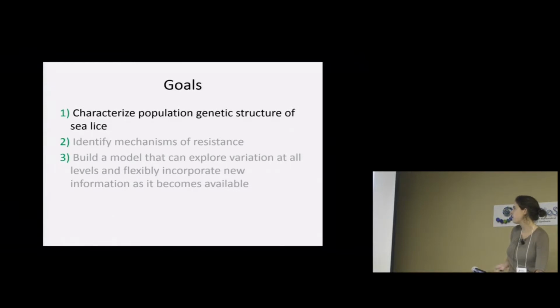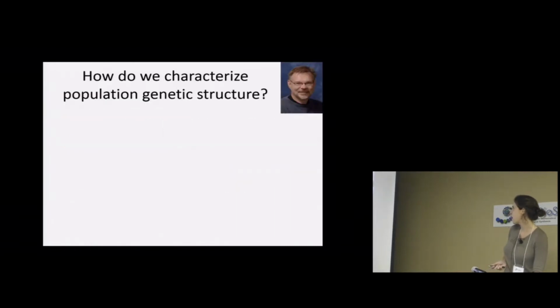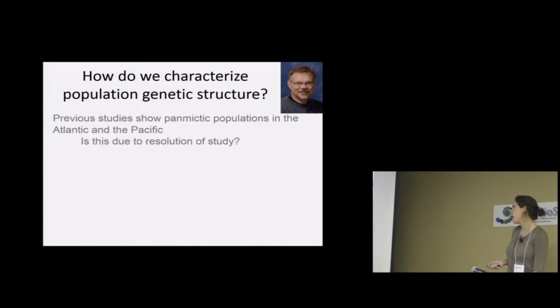So for our first goal, I'm just going to rapidly go through generally what our approaches are. It's not a very in-depth talk. It's more of just a broad overview of our approach. To look at population genetic structure, this is Ben Koop. He's a professor at the University of Victoria. He's really targeting this question. And this has actually been addressed in the past using microsatellites, and there was no evidence for any population structure in either Atlantic or Pacific populations of sea lice.